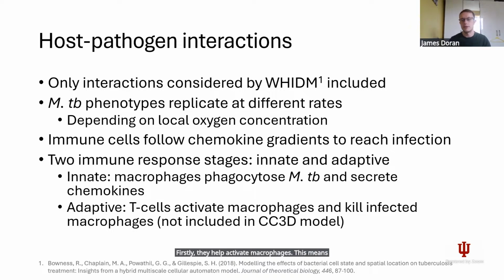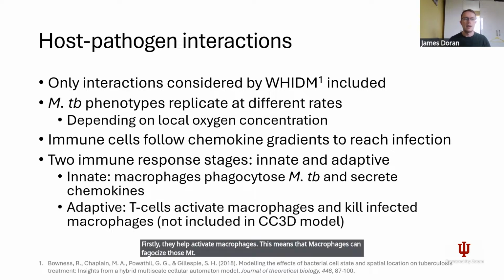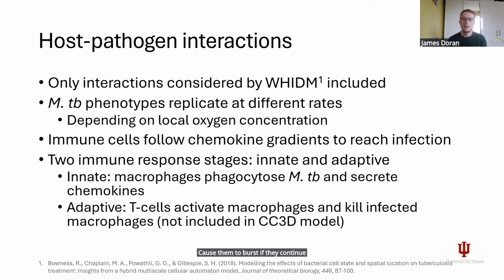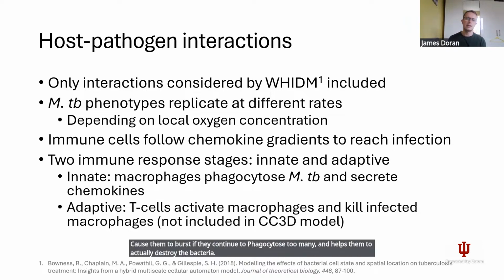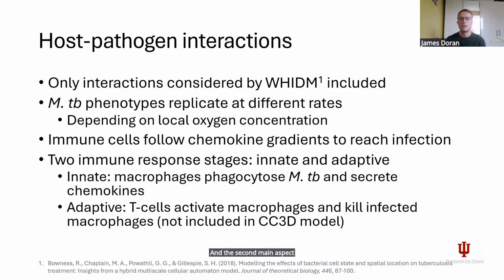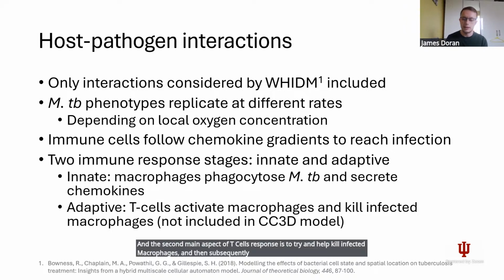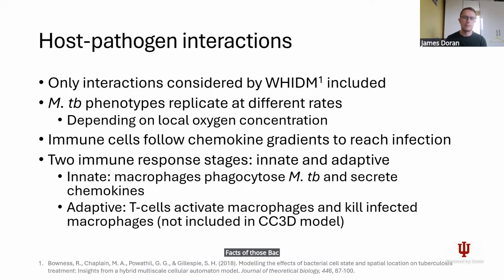This means that macrophages can phagocytose MTB without having such a restricted carrying capacity, and it won't cause them to burst if they continue to phagocytose too many, and helps them to actually destroy the bacteria. And the second main aspect of the T cell response is to try and help kill infected macrophages, and then subsequently also kill the phagocytosed bacteria within them.